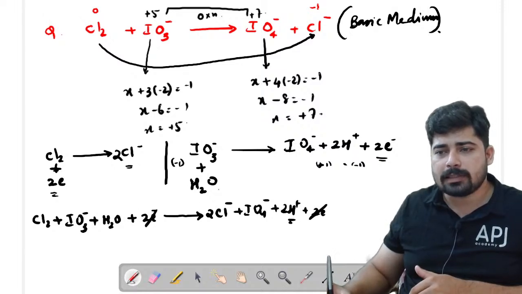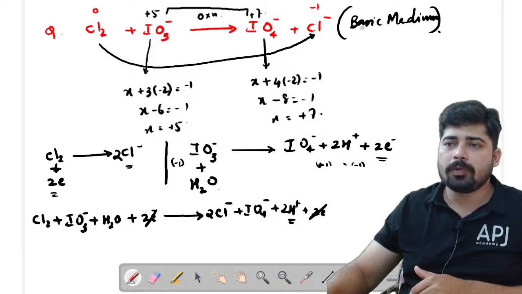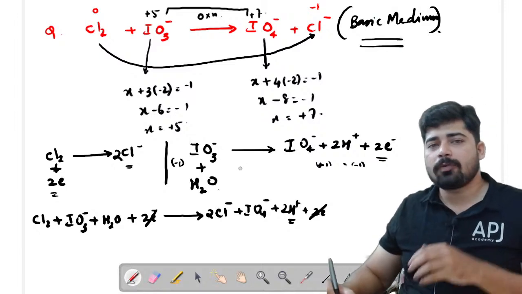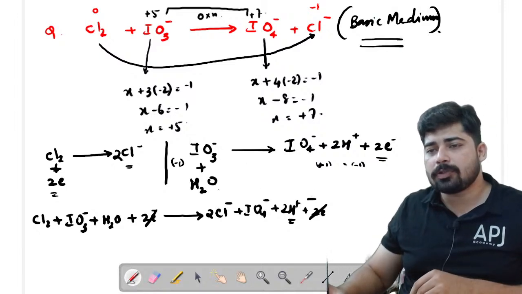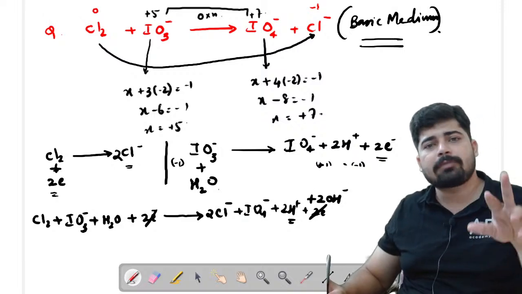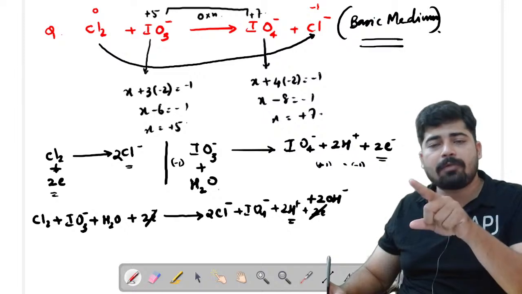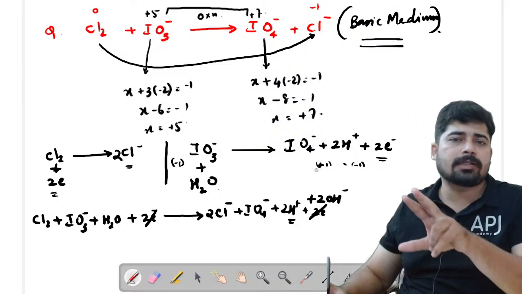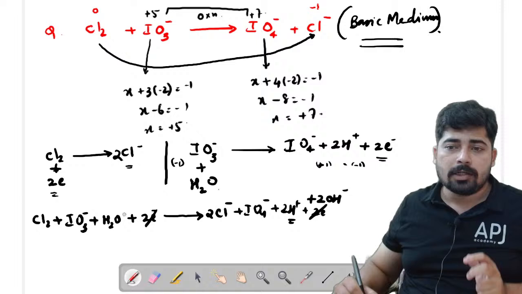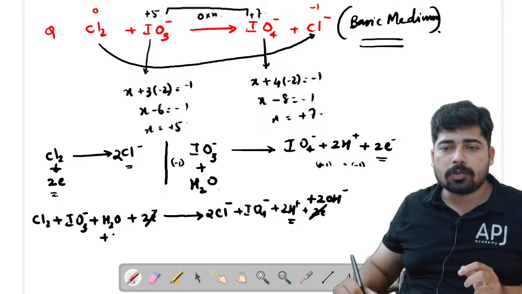Now H+ is present in the reaction. We are doing it in basic medium, so we have to cancel the H+. For cancelling the H+, you have to add 2 OH-. How many H+ are present? You have to add that much OH-, and where you have added OH-, that much OH- I have to add on the opposite side. So here also I have to add 2 OH-.